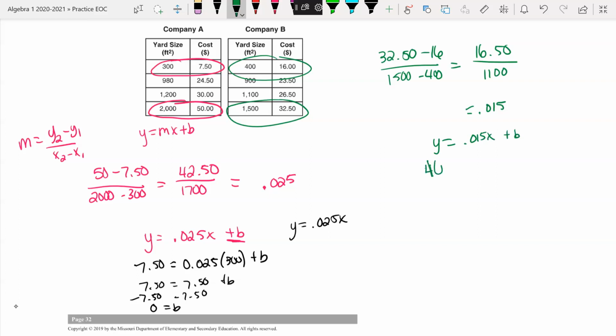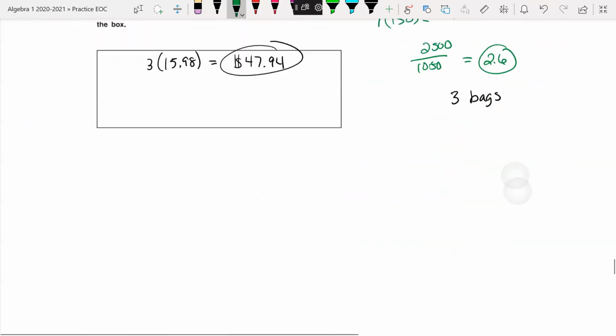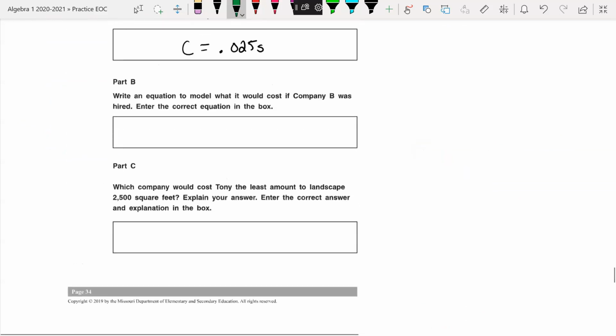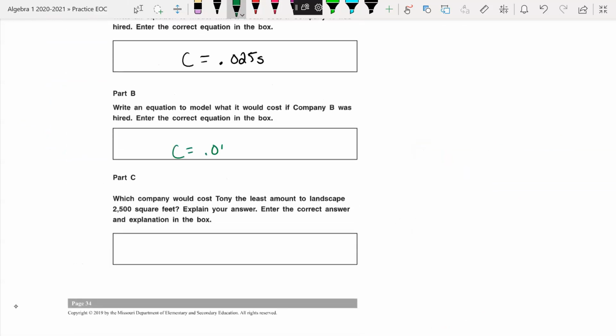So I'm going to say $16 equals 0.015 times 400 plus b. And again, I just took a coordinate from my graph. You can use any point that you want. So I'm going to say 16 equals, this ends up being 6 plus b, so I'm going to subtract 6. So my y-intercept is 10. So when I write my equation on this one, I'm going to say cost equals 0.015s plus 10.